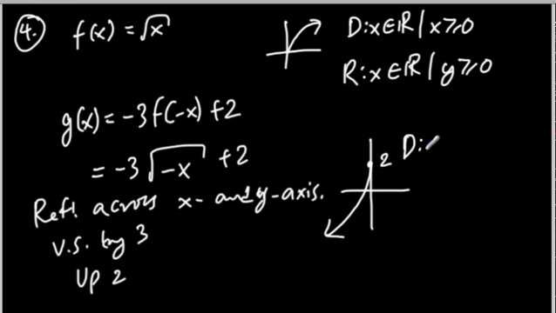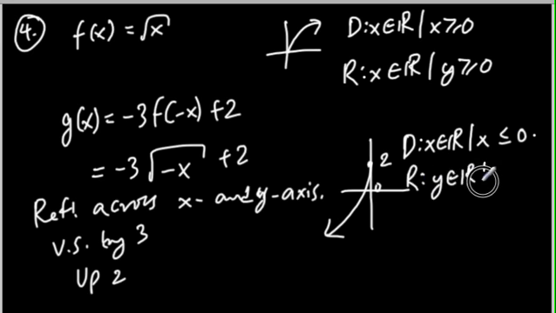So the domain is x is an element of reals. X is now less than 0. It's 0 because we're looking at the x's. It hasn't moved left or right, just moved up. So we're still at 0. So in other words, x is less than or equal to 0. The range is y is an element of reals. Y is less than or equal to 2. And that's number 4. Let's go to number 5.